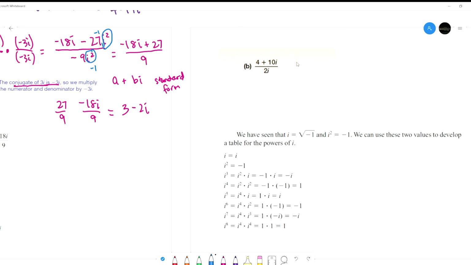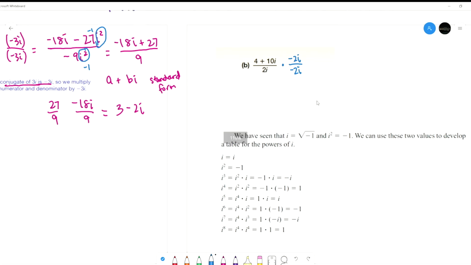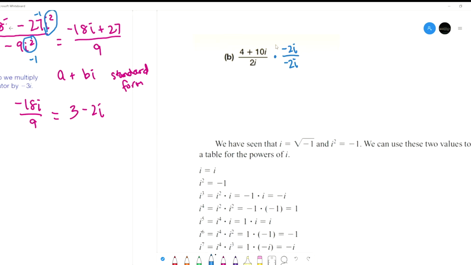So the conjugate here is negative 2i, right? So we have to multiply this by negative 2i over negative 2i. Let me zoom in a little bit here. The conjugate, meaning the opposite sign of this imaginary part. So that's why it's negative 2i. So now we have to distribute, right?